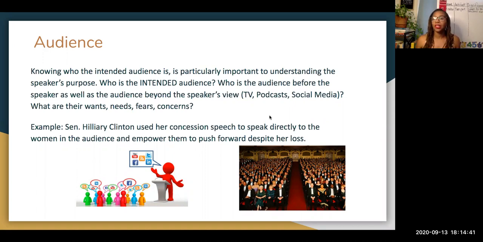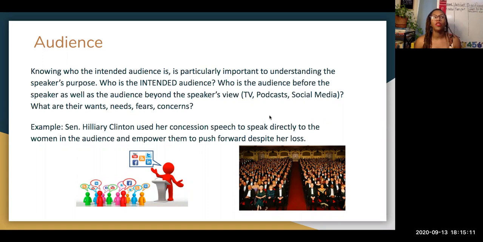So she was speaking to people who supported her, right? But she was also speaking to women in the audience. Like, just because I lost, it doesn't mean that we can't push forward and maybe someone else can win this one day. So just keep in mind that the intended audience, even if it seems like they're speaking to everybody, there may be someone in particular, as I'm talking to you, right?